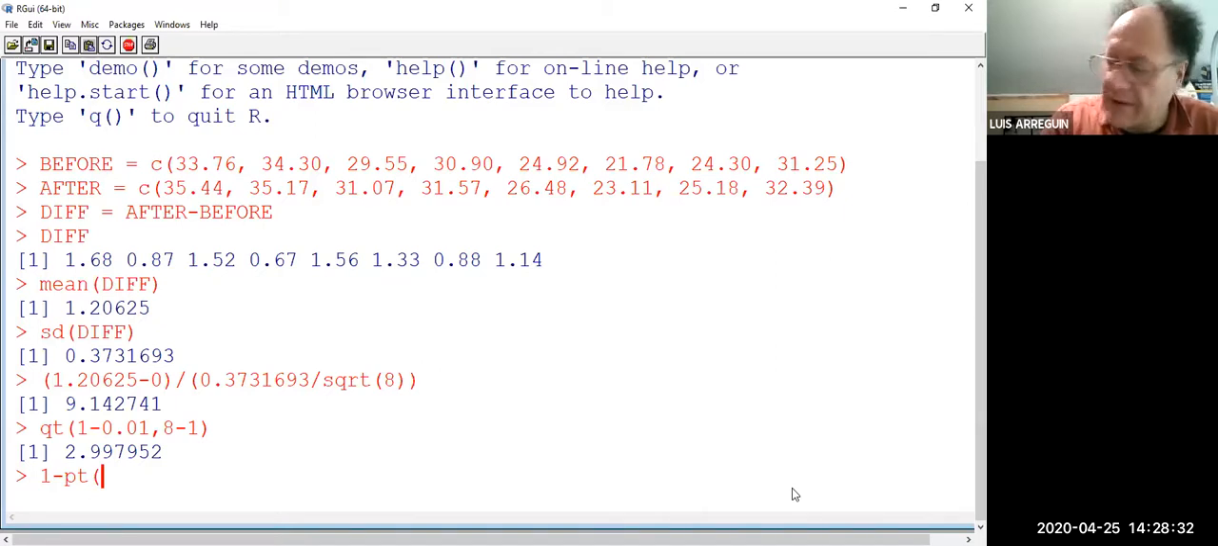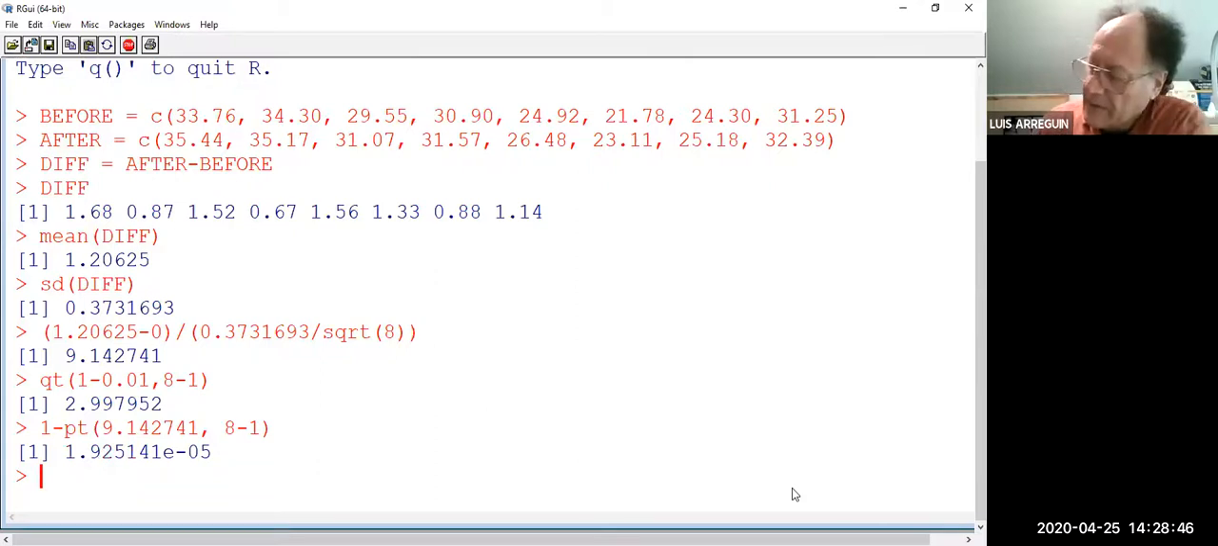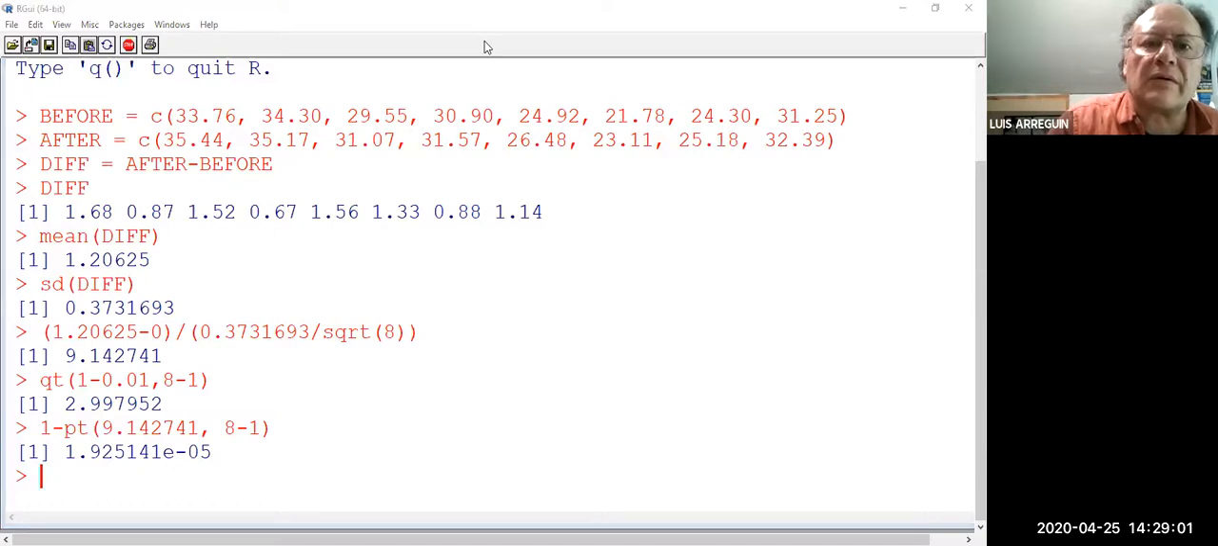So you're gonna have the p-value that you found before, 9.1427, 41 comma degrees of freedom, n minus 1 again. So now we get a very small value, 1.925141 times 10 to the negative 5. So those are the values that we obtain, and we're going to use those to make a decision.